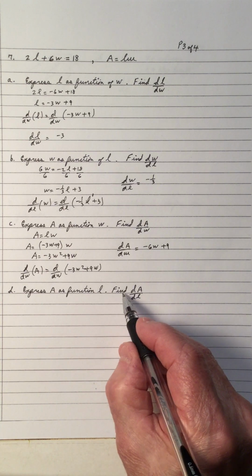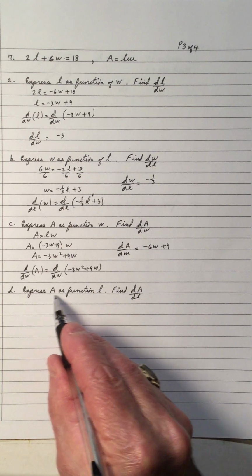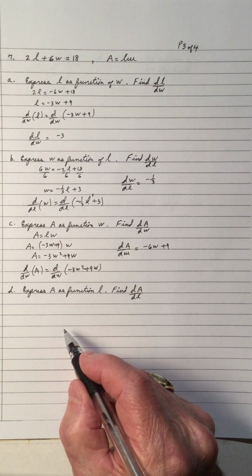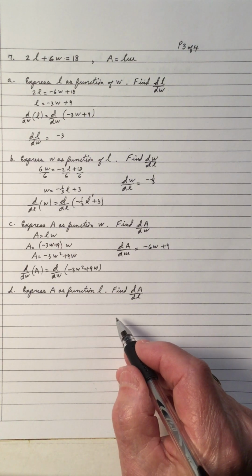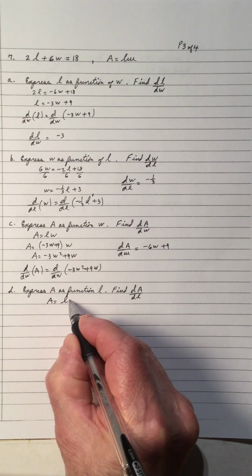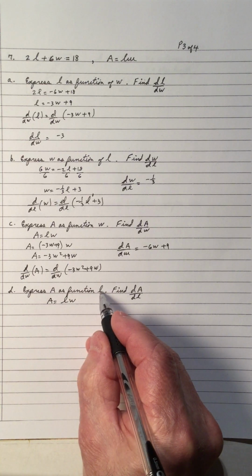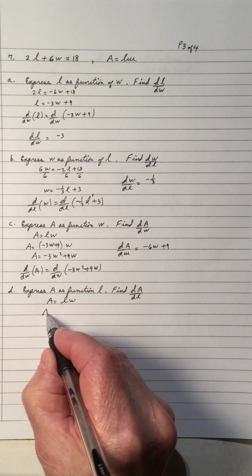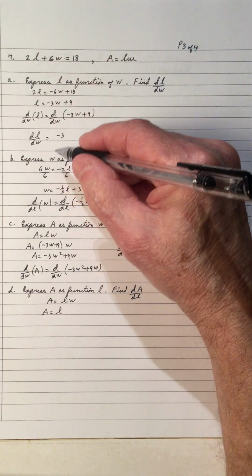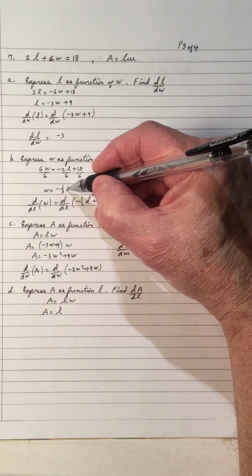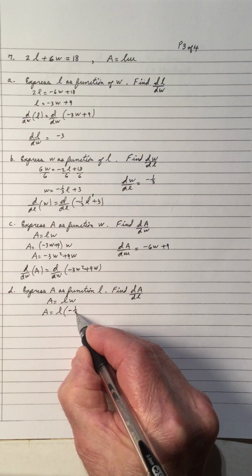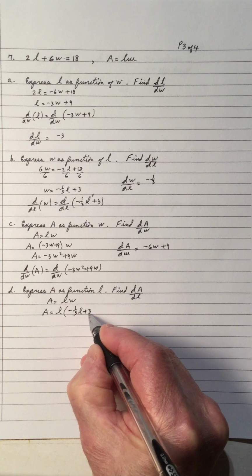That means, if we have A, area as a function of L, then I can do the derivative of the area in terms of L. But that means that if I do the area in terms of L, I have to get rid of the W. So according to this equation here, W is equal to 1/3 of L plus 3.